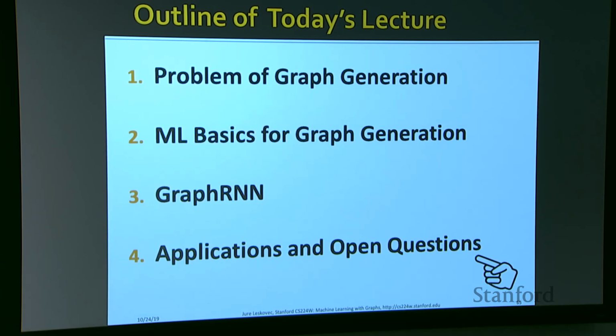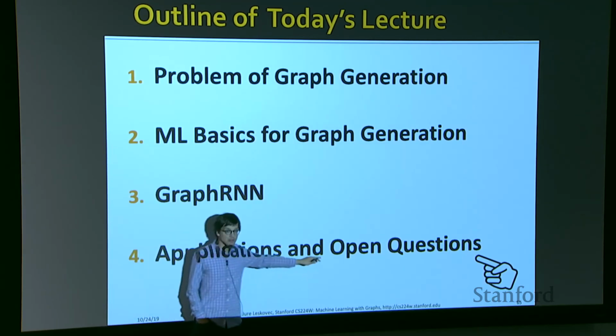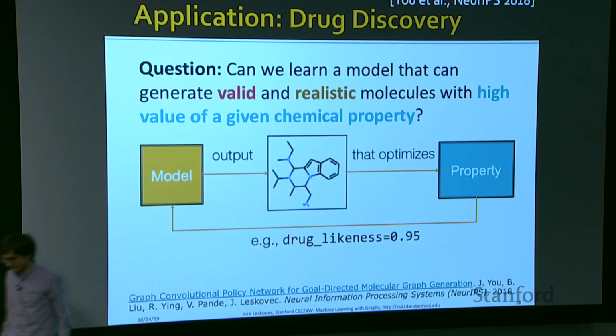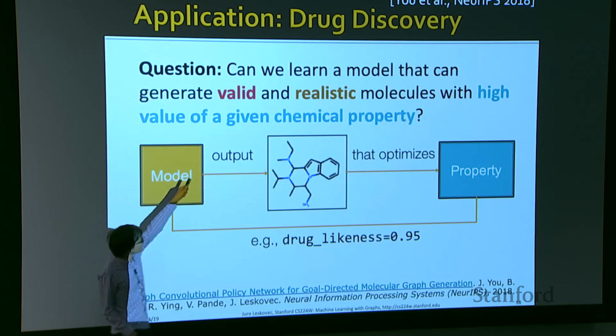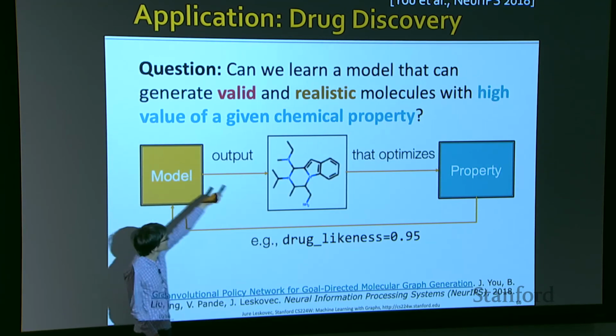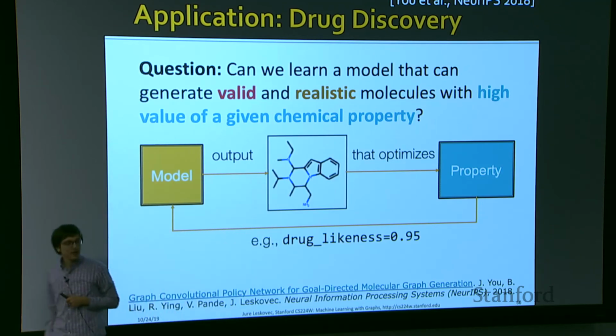So I have 5 minutes left. Let me now show you an application and talk about some open questions, and then I'll be done. At the beginning, I was making this case: could you use this to generate graphs? Generate molecules, right? Molecules are cool because you want to generate molecules that are chemically valid. Chemistry has rules, and you want them to be realistic, and to optimize certain chemical properties.